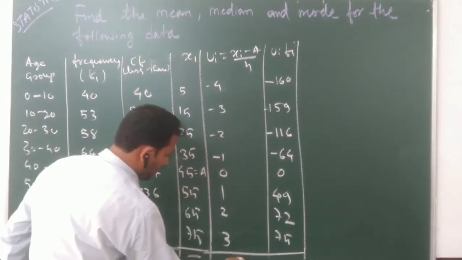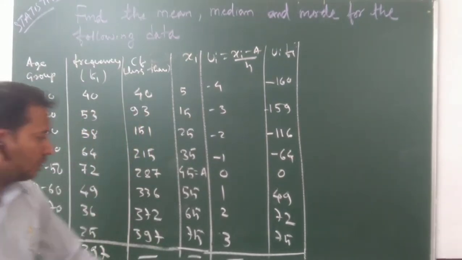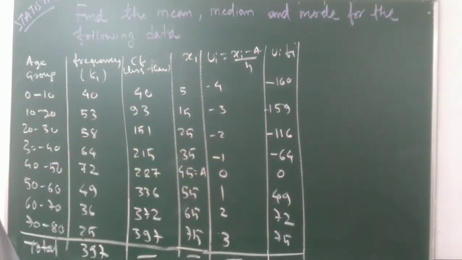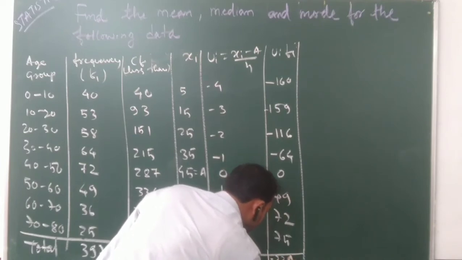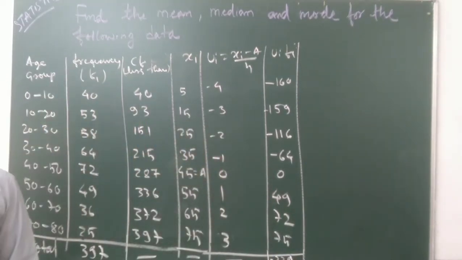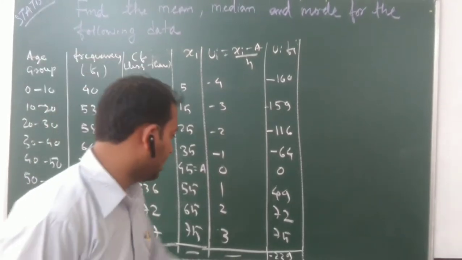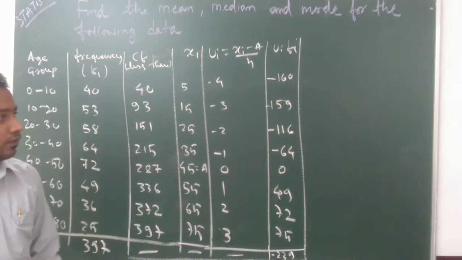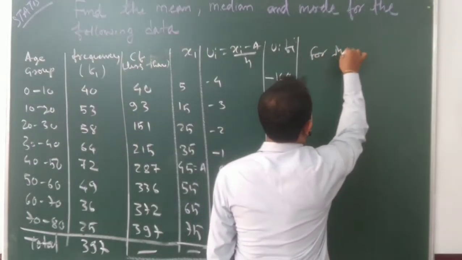Okay. Now if we find the total, we don't need this one also. We need summation ui fi. So if we find the total, here we have the result -239. Okay, numerical, maybe there will be a numerical mistake. -239. Check it. Now for the mean, we'll put the formula here.